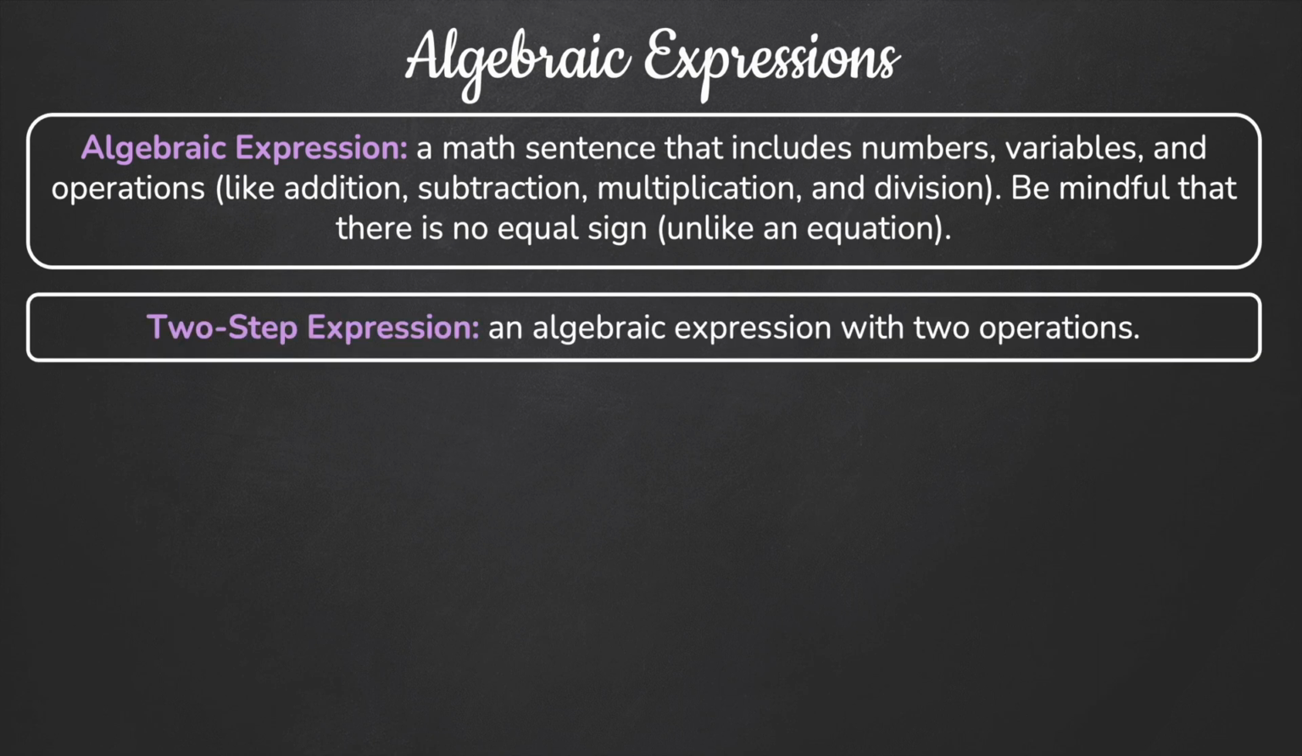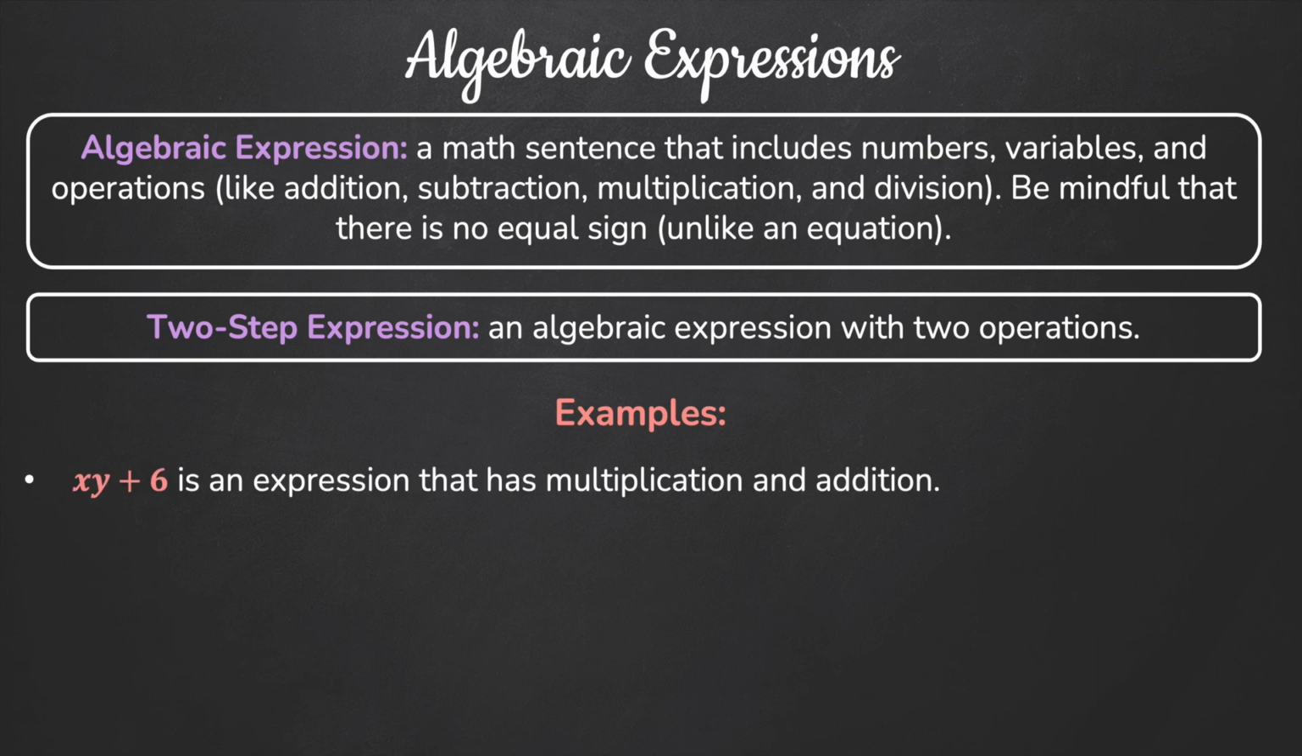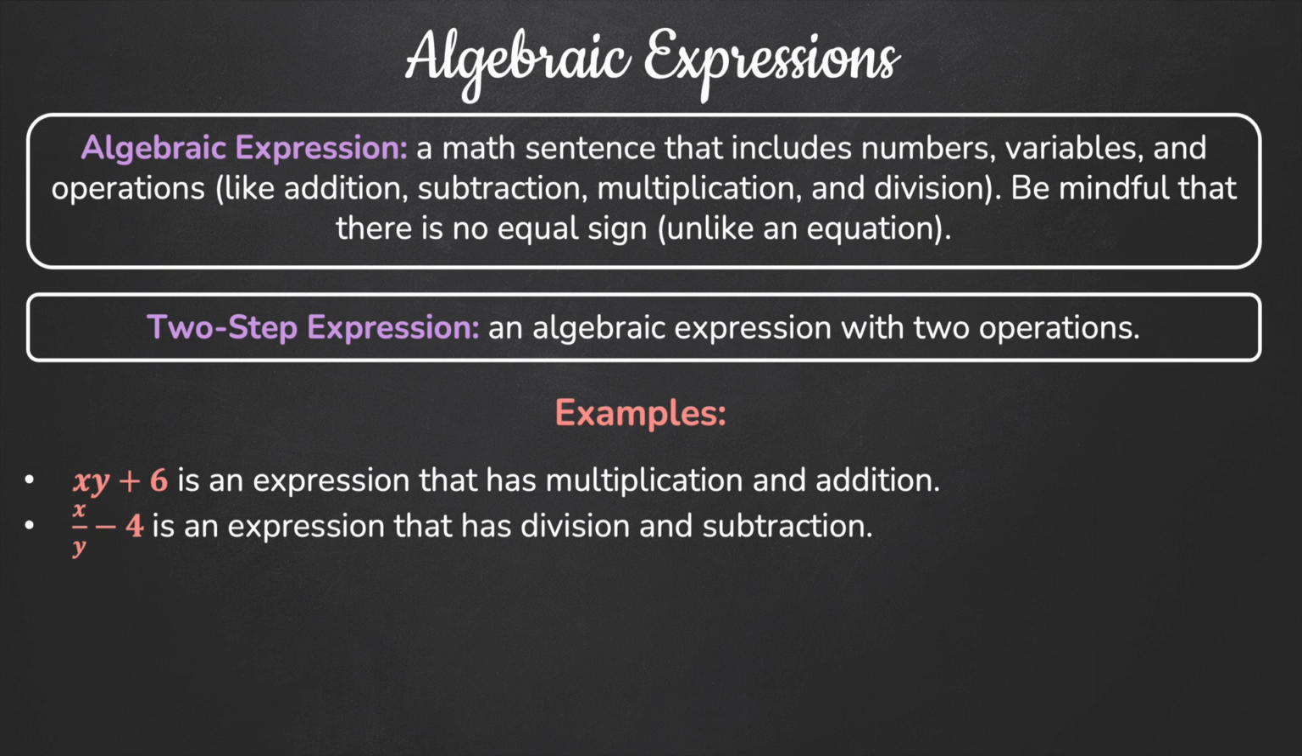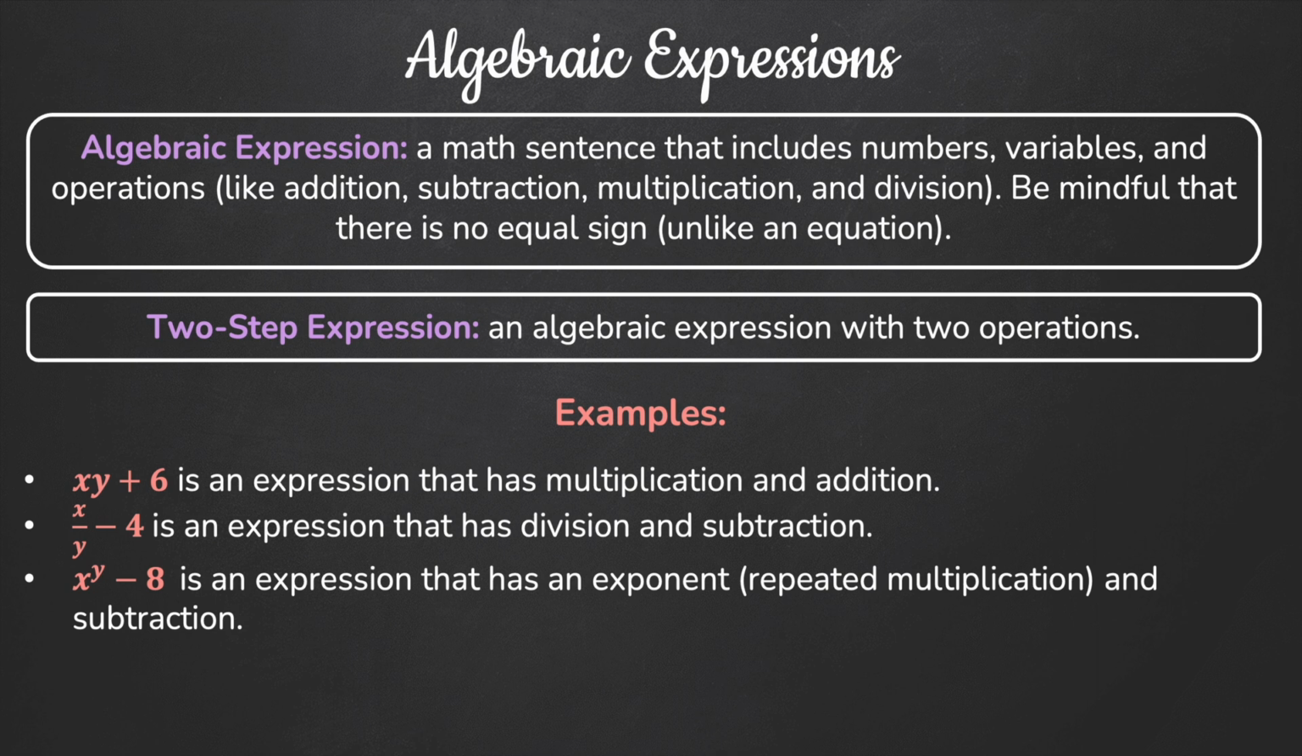A two-step expression is an algebraic expression with two operations. So some examples include, here we have xy plus 6, and here we have multiplication between the x and the y, and then we have addition. Here we have x over y minus 4, so x divided by y and then minus 4. Here we have x to the power of y minus 8, so we have an exponent and we have subtraction. And in all of these, we have two variables.